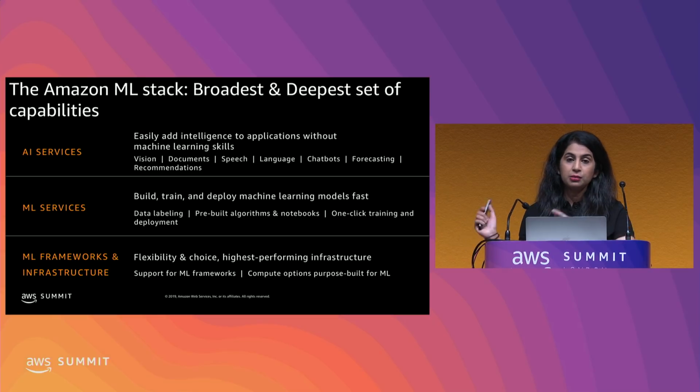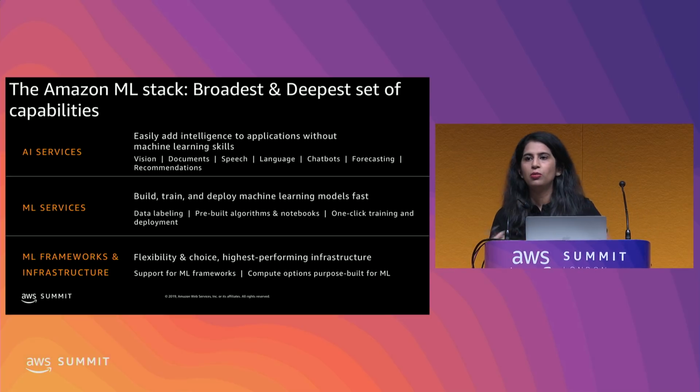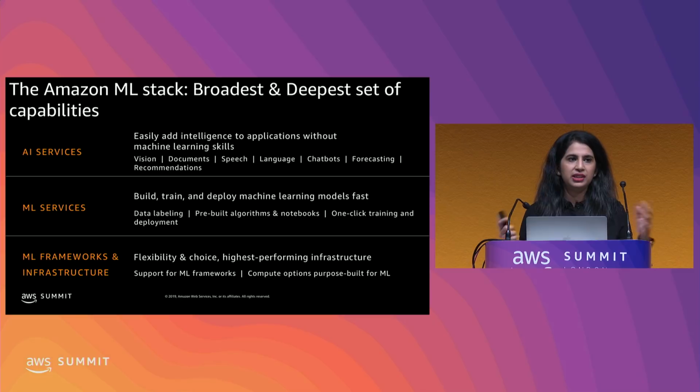The second layer is the machine learning services layer, which is the platform services where developers can build, train, tune, and deploy machine learning models by using services such as SageMaker or AWS DeepLens or Mechanical Turk.